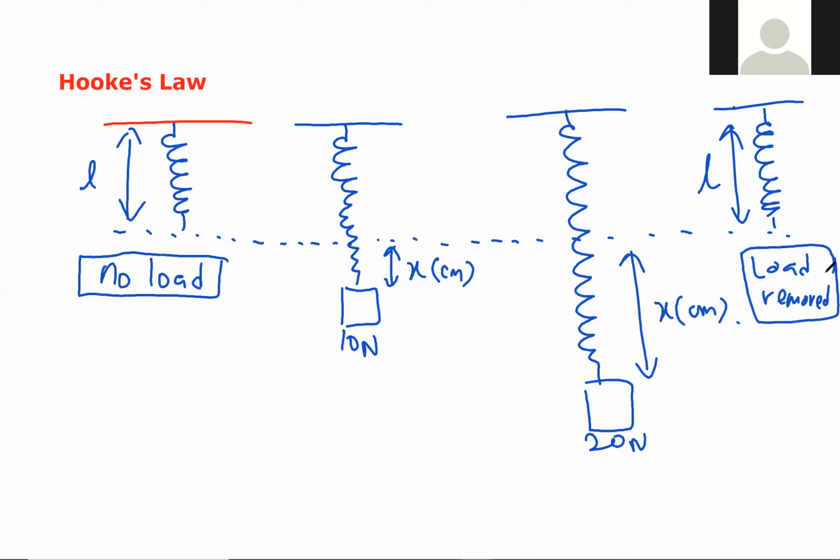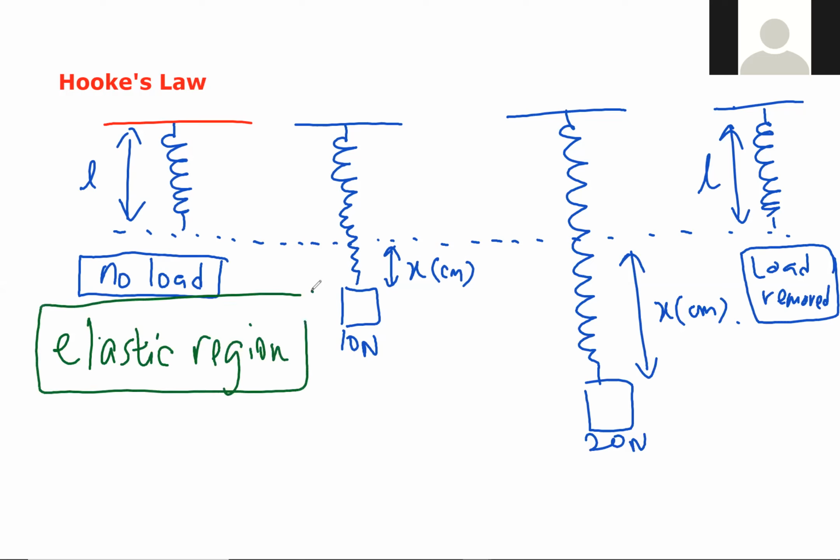Now understand, in this example, we say the spring is in its elastic region. I write down here, all this process, we call it the spring is working inside its elastic region. As long as the spring is able to return to its original length, it is in the elastic region. It maintains its elasticity.